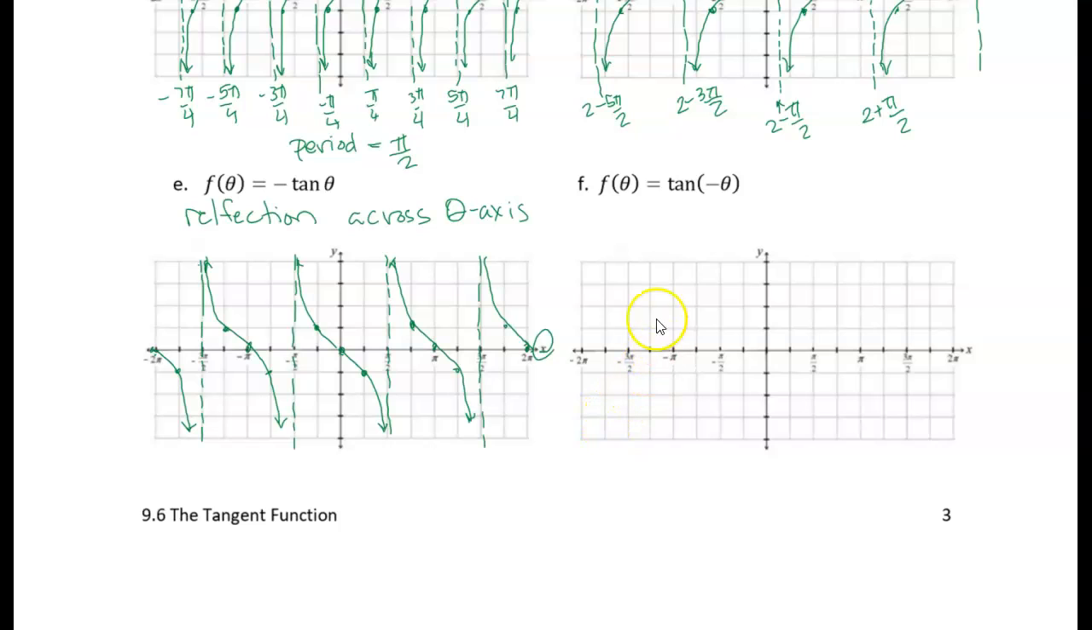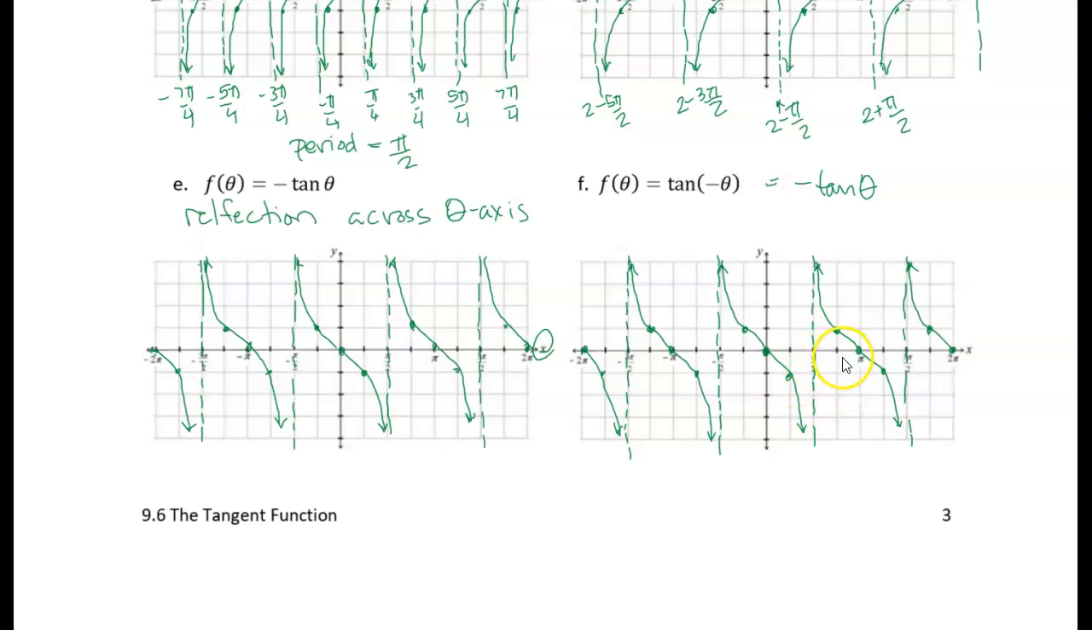Now this other one is the tangent of negative theta. If you remember, we said that tangent is an odd function, so this is actually the same as the negative tangent of theta. So our graph is going to look exactly the same as the graph in part E. So there you go, I've gone ahead and drawn it in. But you can also see it's a reflection across the y-axis, right? All the positive x values essentially get flipped to the negative side, and the negative x values, or in this case theta values, get flipped to the positive side. So it's a reflection across the y-axis as well.